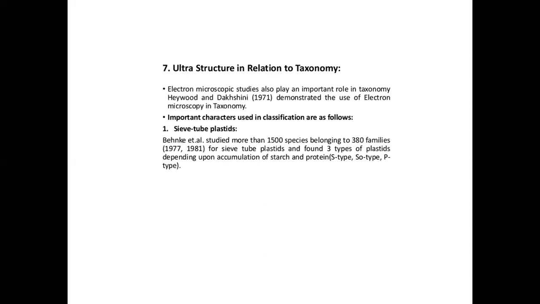Ultrastructure in relation to taxonomy. Electron microscopic studies also play an important role in taxonomy. Heywood and Dakshini demonstrate the use of electron microscopy in taxonomy. Important characters used in classification are as follows. Sieve element plastids: Behnke studied more than 1,500 species belonging to 380 families from 1977 to 1981 for sieve element plastids and found three types of plastids depending upon accumulation of starch and protein: S type, SO type, and P type.